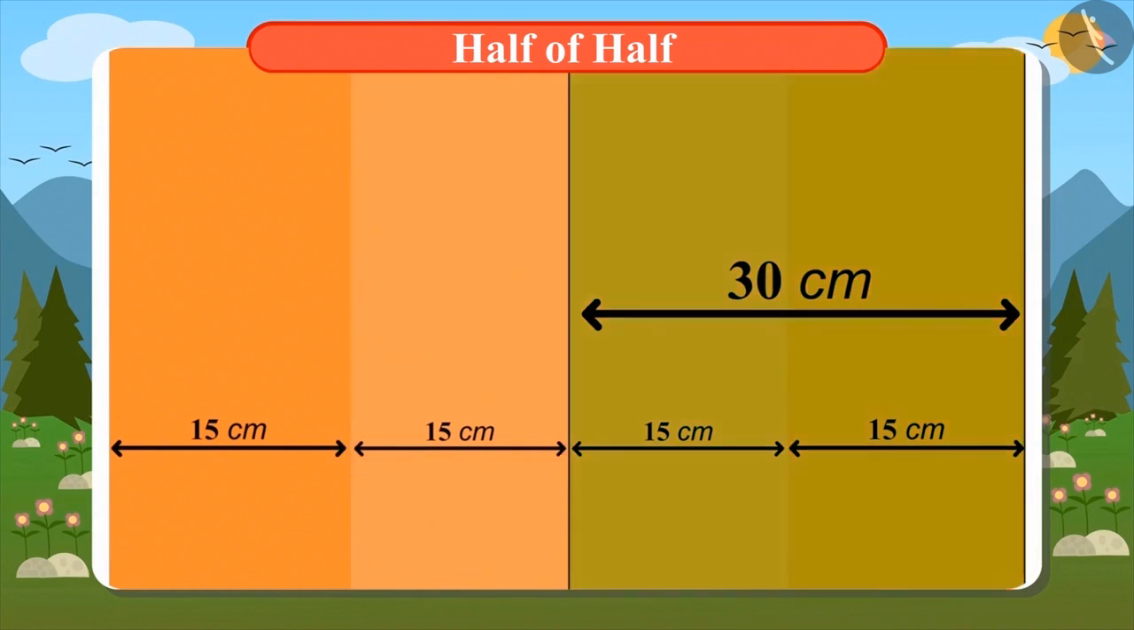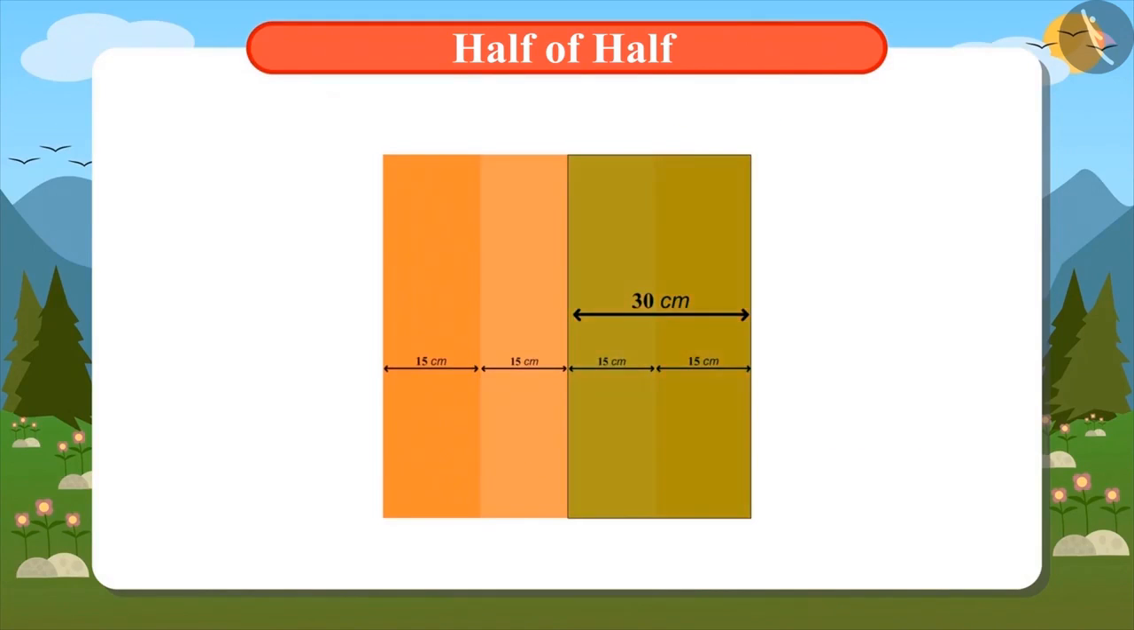Yes, now look here. This part is half of this paper. When we divided this half into half again, we got this part. Now this half of half part is called 1/4 part of this paper. Okay, now this paper is divided into 4 equal parts and each part is 1/4 part of the whole paper.